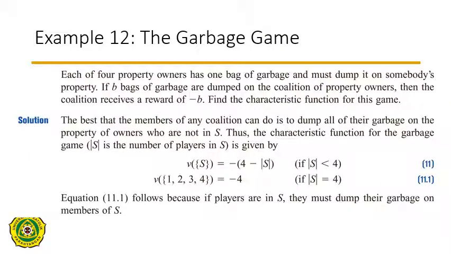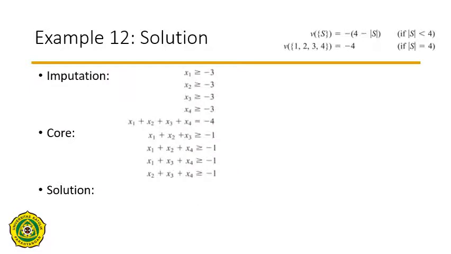Now let's try to find the core for the garbage game. So this is the description of the garbage game, and then we have also seen that this is the characteristic function of the game. Same as before, we need to write down the constraints. First, saying that the reward vector must be an imputation. It satisfies individual rationality and group rationality.